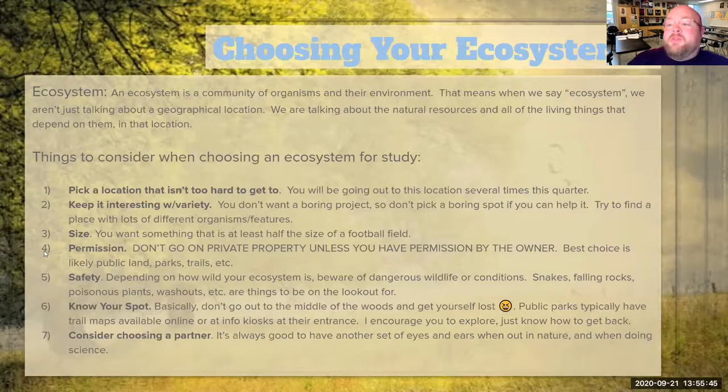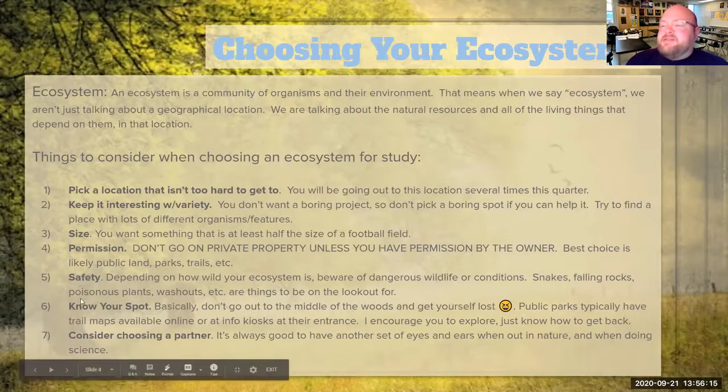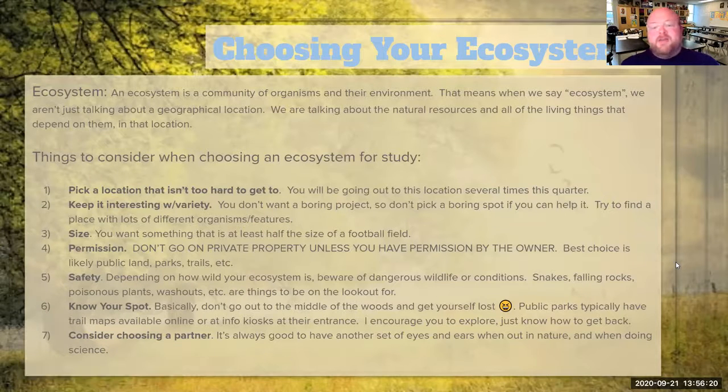Now, here's a few important things to keep in mind. Like number four, permission. You do not want to pick a place that's private property. You want to pick a place that you have permission. Again, something like your own yard or the park is going to be perfect. And then safety, don't pick a dangerous place. Again, hopefully if you're picking your own yard or the park, that is a pretty safe place. So permission and safety are two things to keep in mind. Number six says know your spot. Don't pick somewhere where you're going to get yourself lost. And again, hopefully if you're picking the park or your own yard, you're not going to get lost.